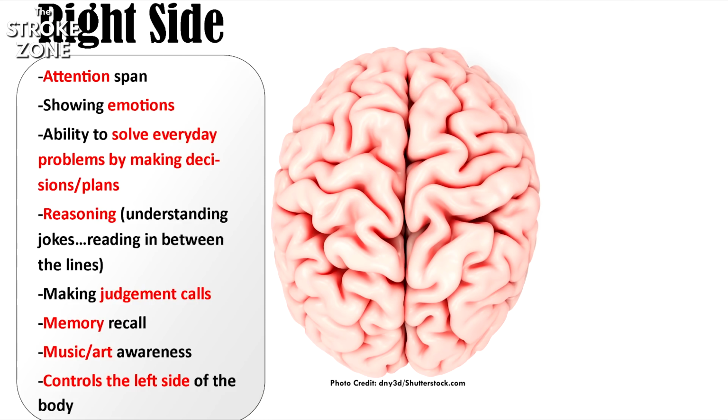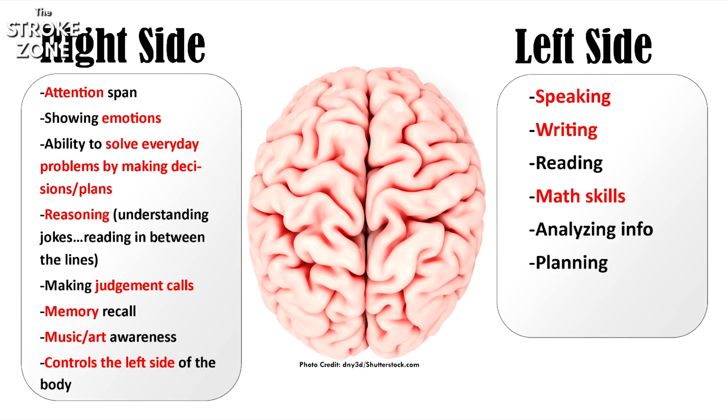So let's look at the right side. What does it help us to do? Well, it helps us maintain an attention span. It also helps us show emotions and gives us the ability to solve everyday problems by making those quick decisions and those plans. Also, it helps us with reasoning, which gives us the ability to understand jokes and read in between the lines whenever we're conversing with people. Also, making judgment calls, having memory recall, and helps us with music and art awareness, and it controls the left side of our body.